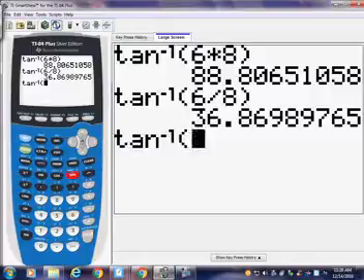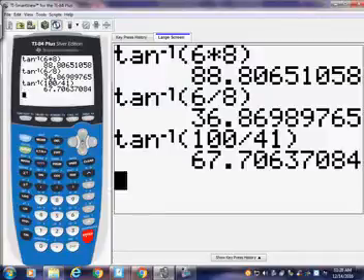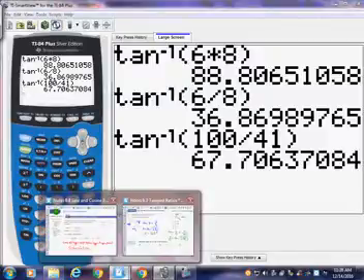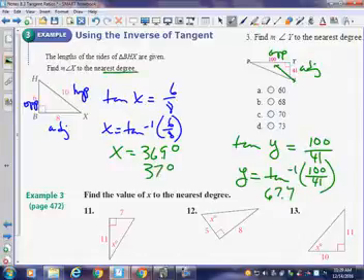Second inverse is only done by pressing second tangent. 100 divided by 41 parentheses equals 67.7. Now the question says to the nearest degree, so we're going to go back. Let me write that down so I don't forget it. 67.7. It says to the nearest degree on both of these, so that would be 37 degrees. And this would be 68 degrees. So always make sure you go back and look at how to round it.